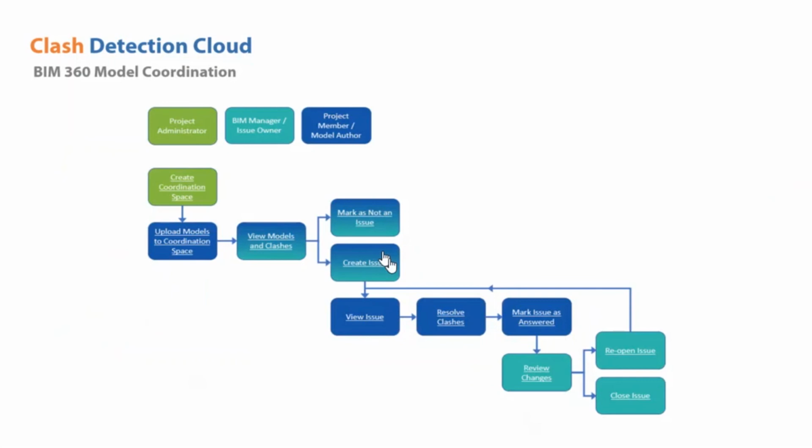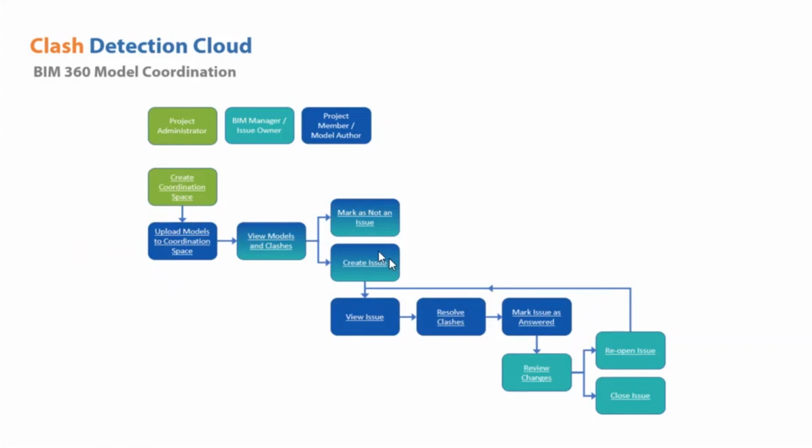The basic principle of working inside the BIM 360 Model Coordination module involves three distinct personas. The first is the project administrator, who is responsible for creating the coordination spaces and uploading the models to them. The BIM manager, or issue owner, can view the models and clashes, and has a decision point to classify a clash as an issue or not an issue. If it is classified as an issue, he can assign his team members, project BIM coordinators or BIM modelers, to view or resolve the issue.